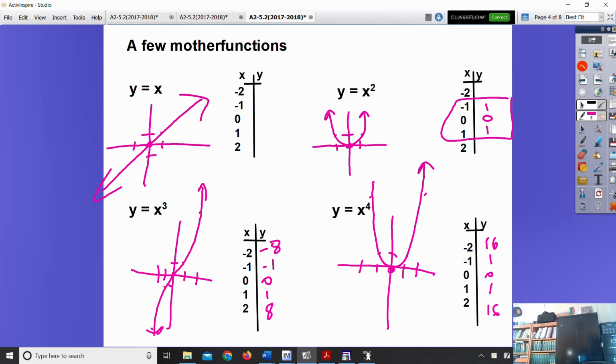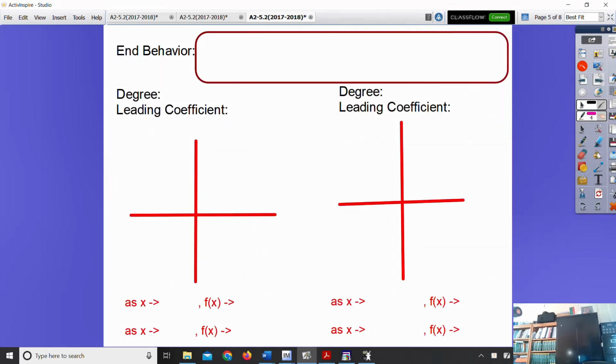Y equals x. What's the understood exponent on that x? 1. These two things have odd exponents, and both of them start their day low and end high. The squares and the fourth, those are even exponents. They both start their day high and end their day high. That's something called end behavior, which is probably the next thing in your notes.